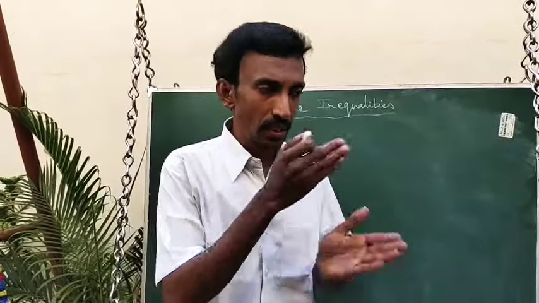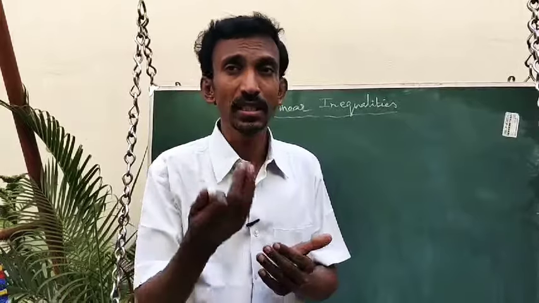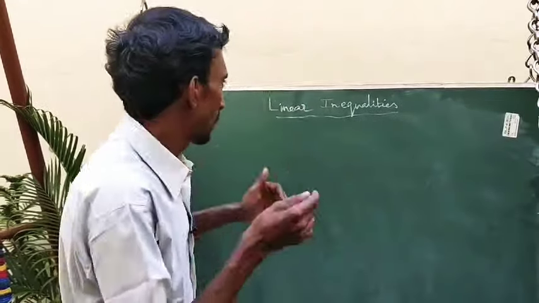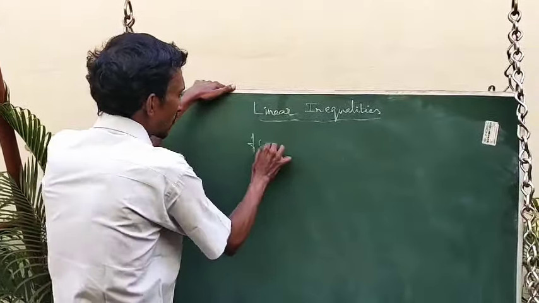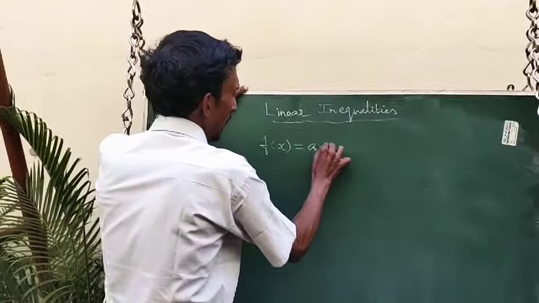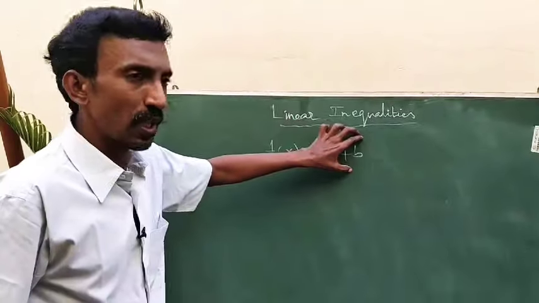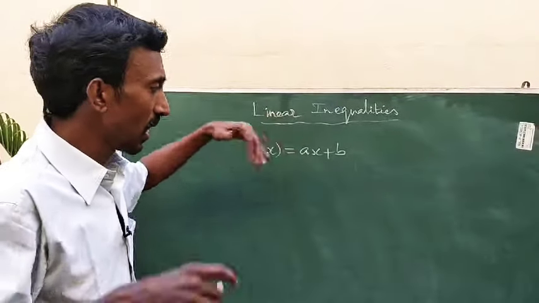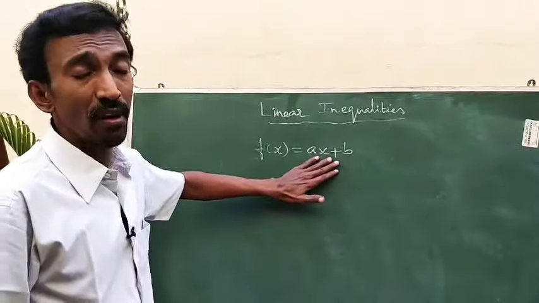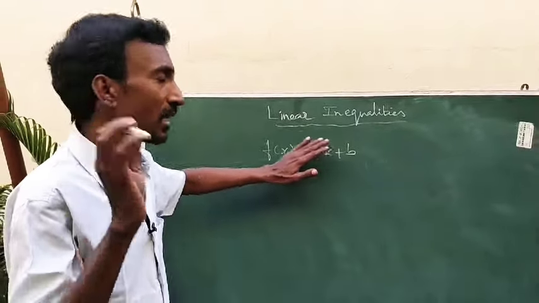I think in the previous chapter we revised the types of functions. So once again I am repeating: if f of x is equal to ax plus b, a function defined like this, then it is called a linear function. Simply, we can say if the graph of the function is a straight line, then it is a linear function.